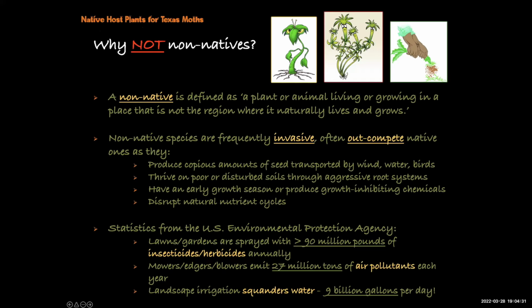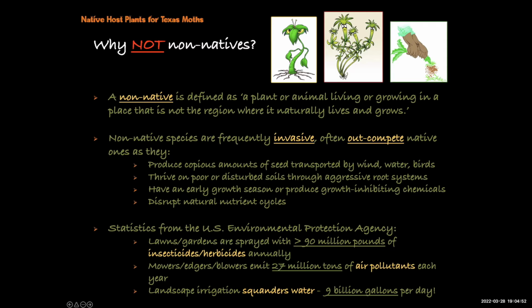The FDA actually has a definition of non-native as a plant or animal living or growing in a place that is not the region where it naturally lives and grows. The problem with non-native species is that they are frequently invasive, although not always, and they often outcompete all the native species. How do they do that?